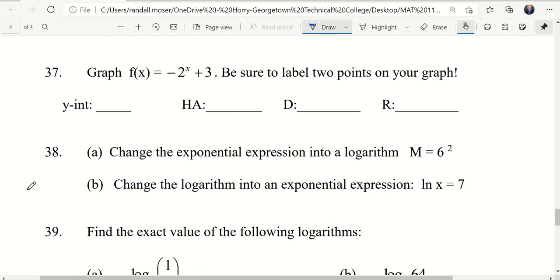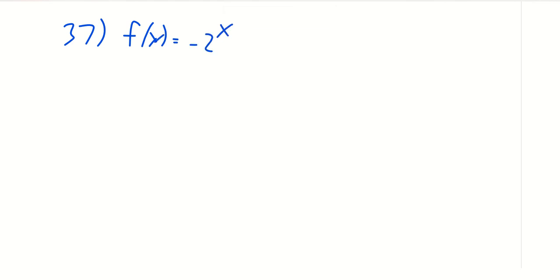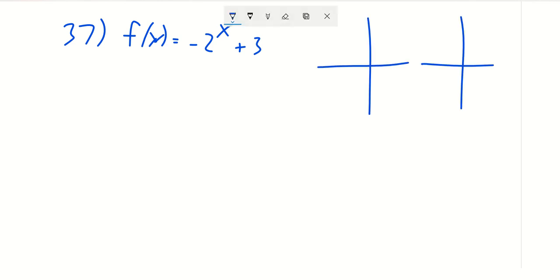Take a look at question number 27. We are asked to graph negative 2 to the x plus 3 and label 2 points on the graph. So we have f of x equals negative 2 to the x plus 3. And this is where it's good to recall. So this is an exponential function. It's good to recall the two classes of exponential function.